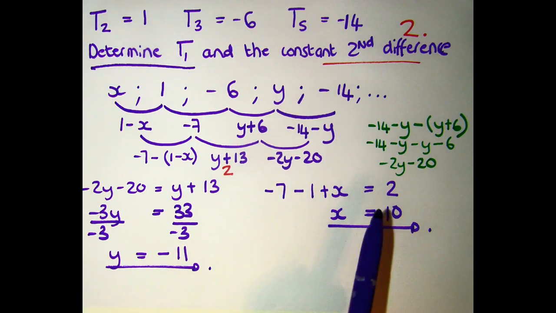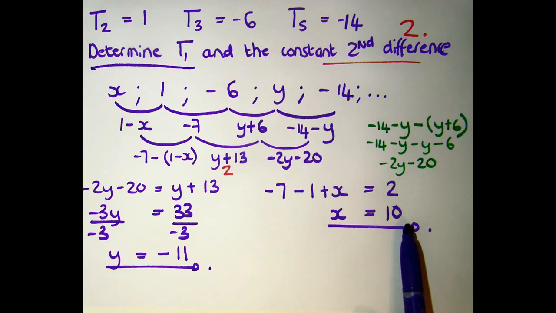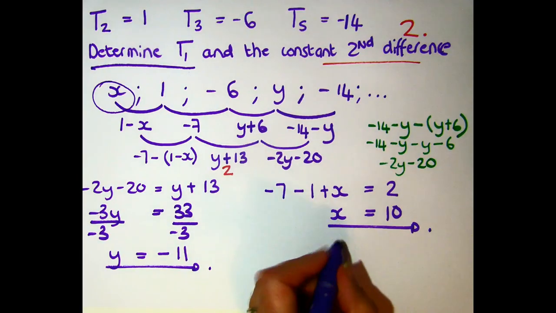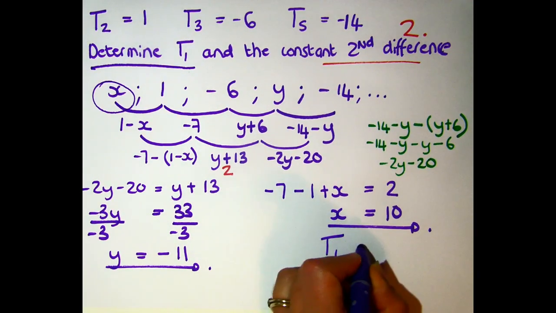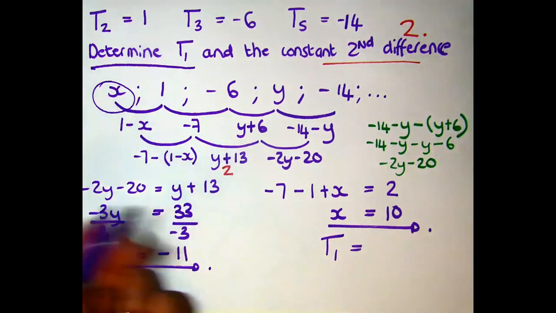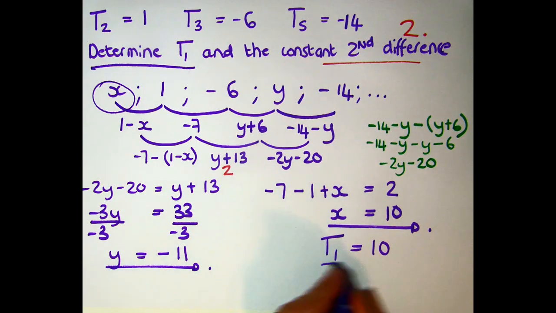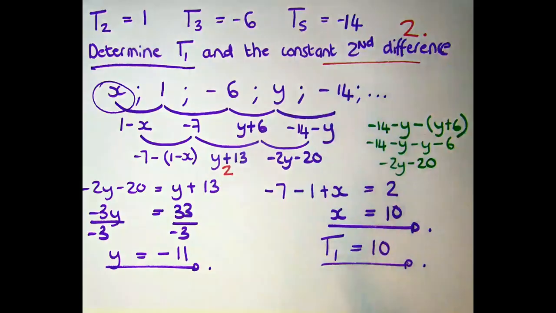Okay, now what we did is we put in some x and y's, and we used the first term as x. So we've actually solved all the problems because now we know that x is the number we gave, it was x, and its final answer is 10. So t1 equals 10, the constant difference equals 2, and we've solved the whole problem.